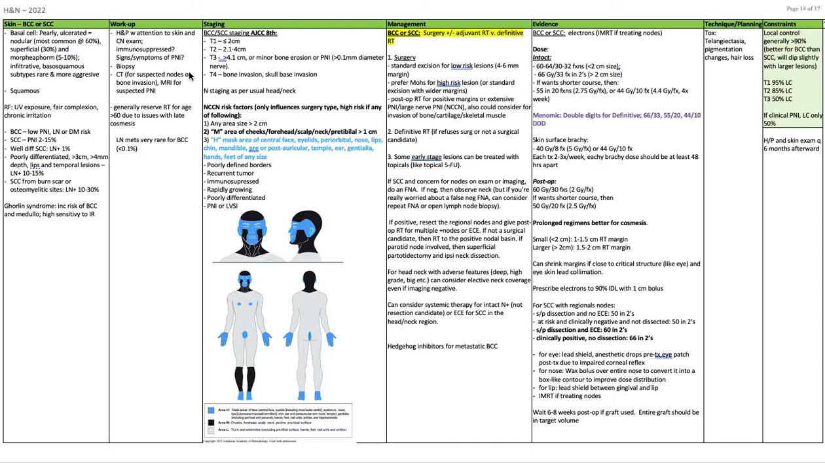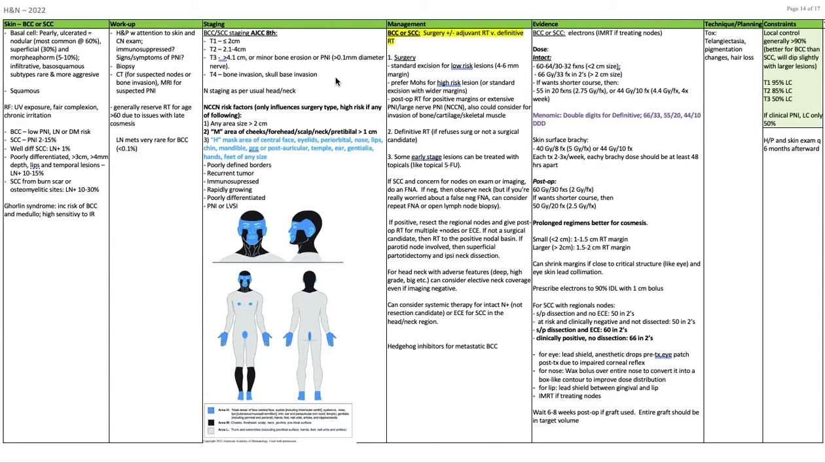You want to do a biopsy and a CT for suspected nodes or bony invasion, an MRI for suspected perineural invasion. You generally reserve radiation for patients age greater than 60 due to issues with late cosmesis. Lymph node mets are very rare for basal cells, less than 0.1%.